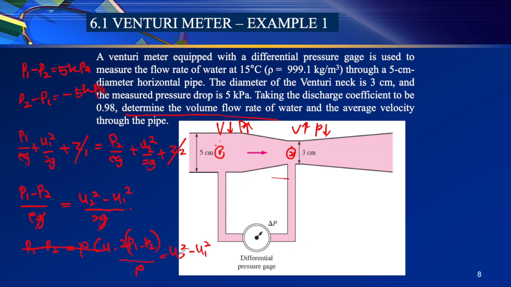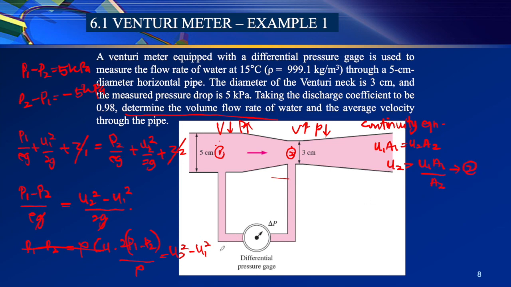Therefore, what we have to do is call up the continuity equation to help us reduce these two unknowns to one unknown only. So now, the continuity equation. We know that U1 A1 equals U2 A2. Now we want to find either the velocity at point 1 or point 2. I will find the velocity at point 1 first. So in this equation, I have to remove U2. So U2 equals U1 A1 over A2.